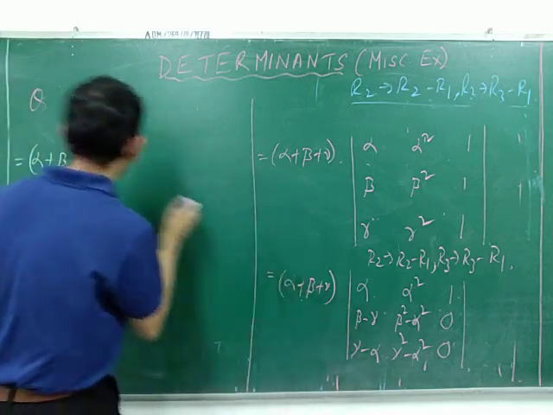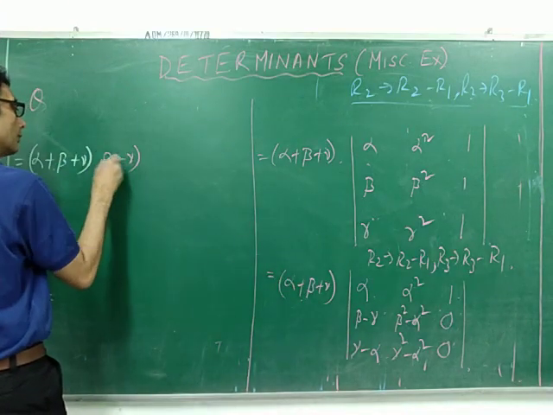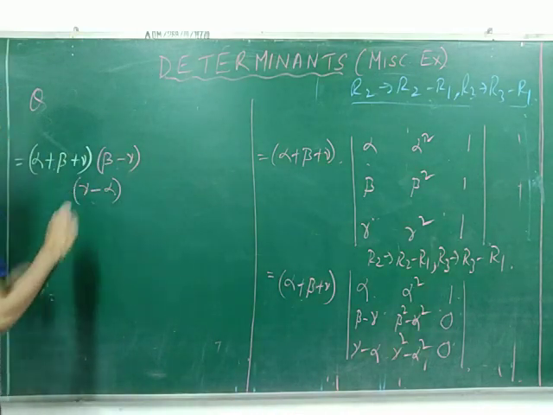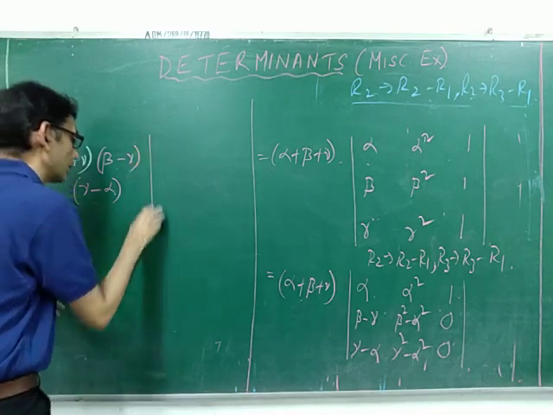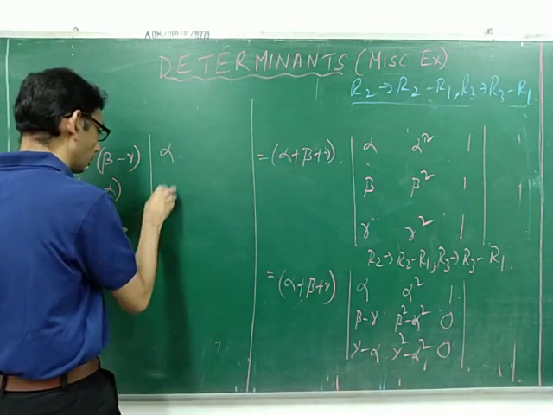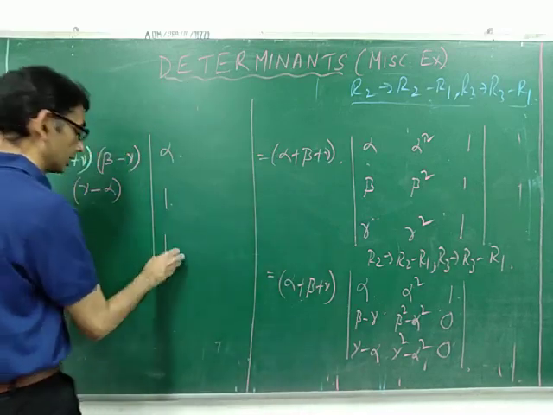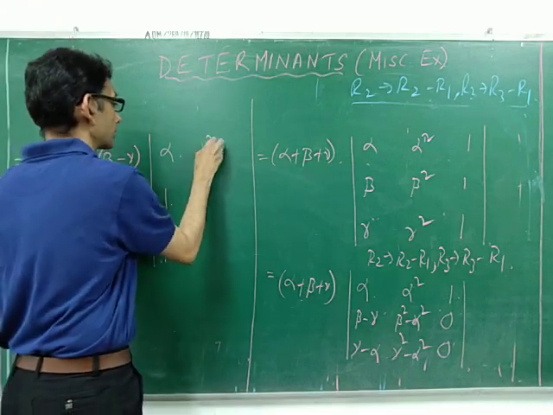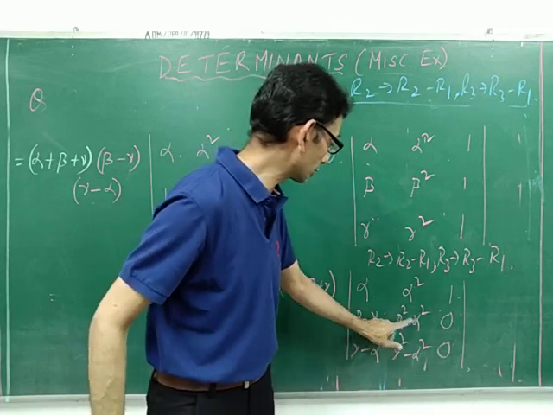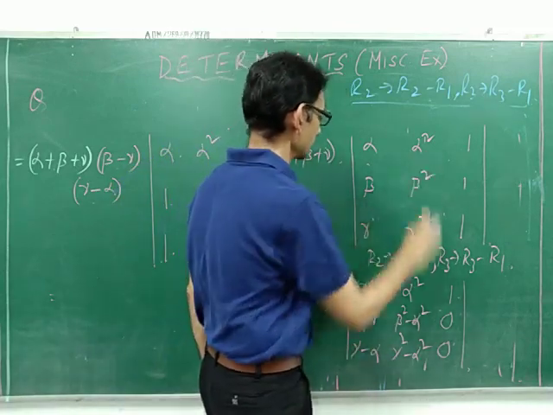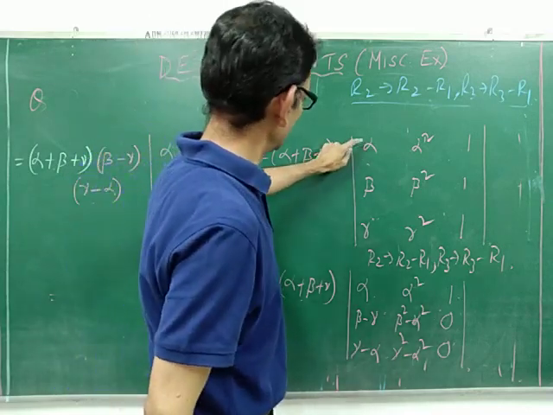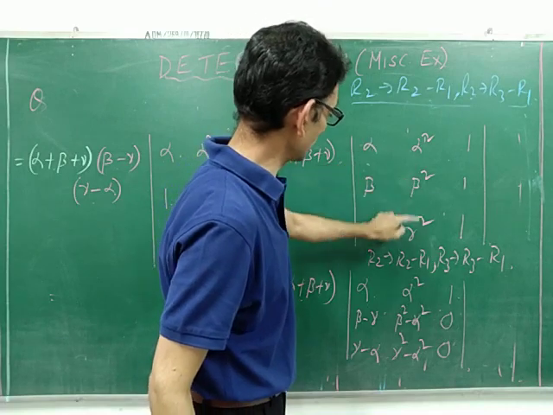Then we are going to take beta minus gamma and gamma minus alpha common. If you take this common, what will be left out? Since you have taken beta minus gamma common, it will be 1, and since you have taken gamma minus alpha common, this will be 1. And this will be alpha squared. From here, this is beta squared, and this one is alpha squared beta squared gamma squared.